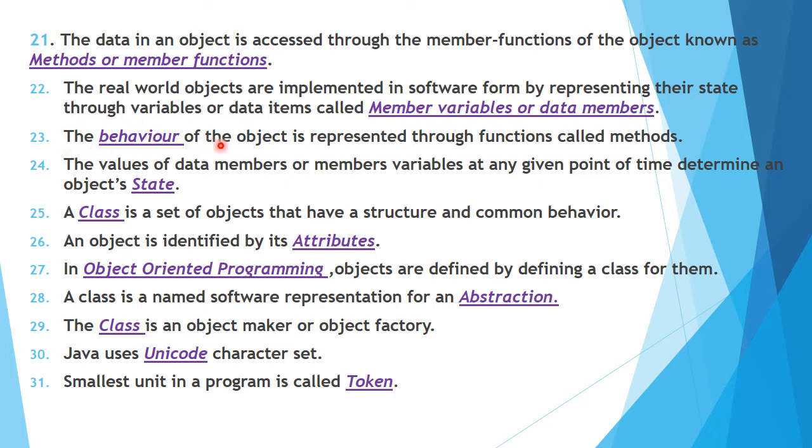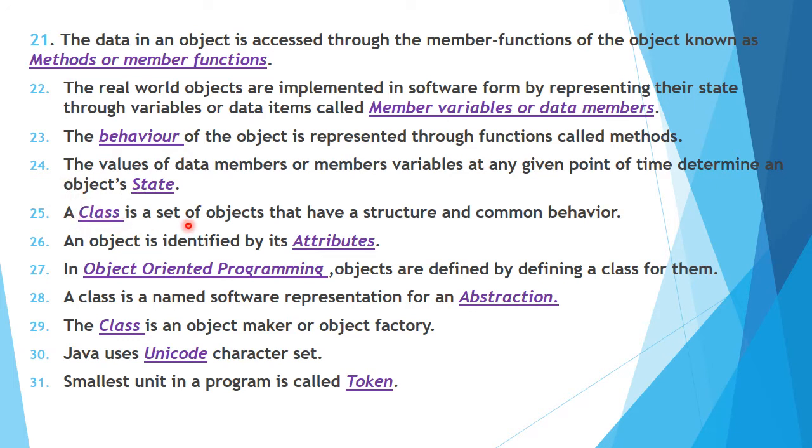Next, the behavior of the object is represented through functions called methods. Which is represented through function? Just now I told you, the behavior of the object can be represented through functions or you can say through methods. The values of data members or member variables at any given time determine an object's state. Means data members or member variables will show you the object's state, not the behavior. Okay, behavior will be represented by methods.